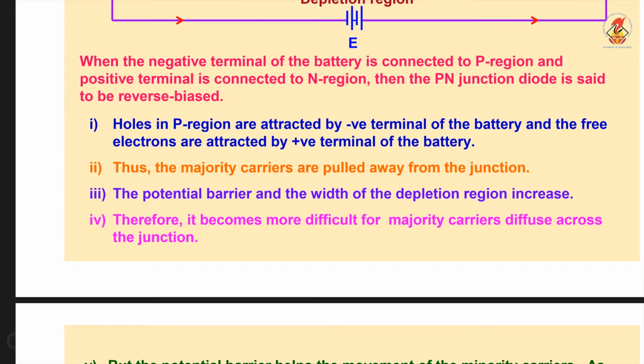As we discussed, the holes in the P region are attracted by the negative terminal of the battery, and the free electrons are attracted by the positive terminal of the battery. As a result, the majority carriers are pulled away from the junction. The potential barrier and width of the depletion region will increase, and as a result, what will happen? It becomes more difficult for the majority carriers to diffuse across the junction.